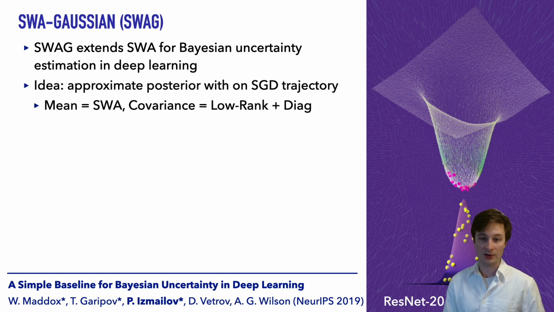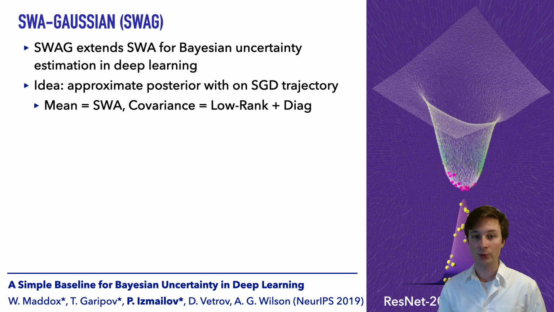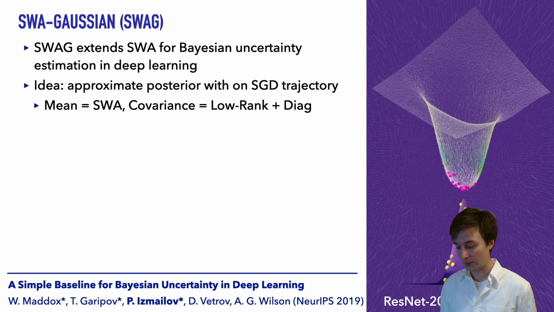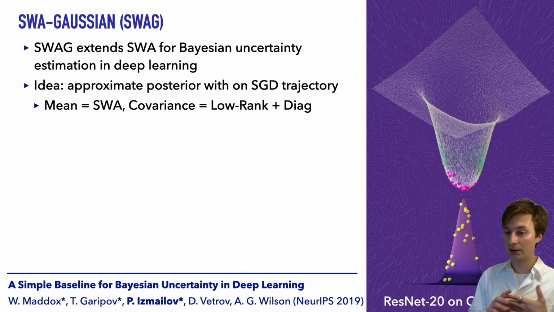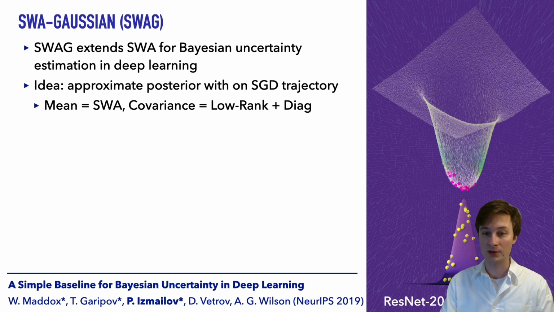So in the same way as before, we are going to start from a single good SGD solution, but then we'll continue running SGD with a learning rate schedule that encourages exploration, so cyclical or high constant, and we'll collect a bunch of checkpoints along the SGD trajectory. And then instead of just averaging all of them together, we will construct a Gaussian distribution that fits these parameters. And the mean of this Gaussian is going to be the SWA solution.